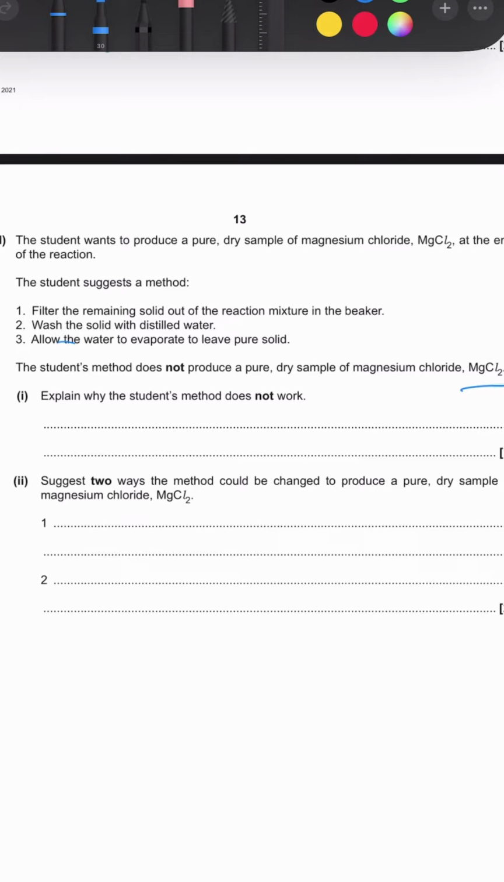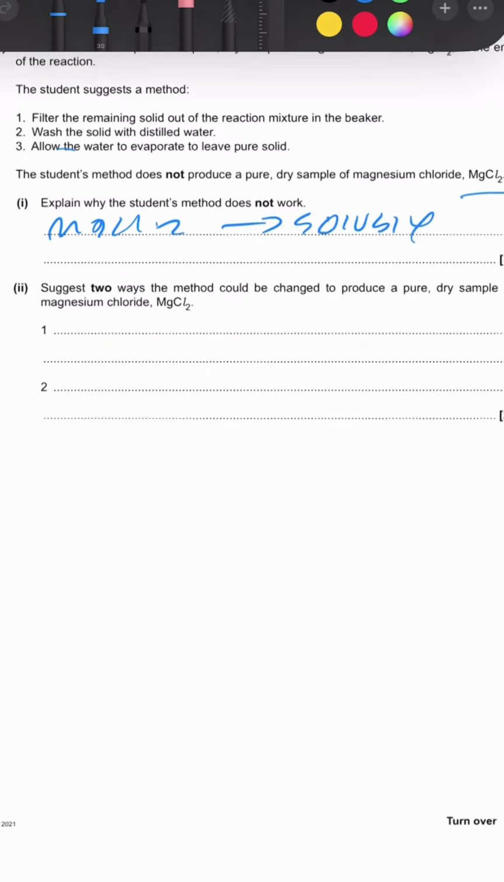And then the solid left over is going to be magnesium carbonate. So that's unreacted. The unreacted magnesium carbonate is what's going to be left over. So it won't give you a dry sample of MgCl2, but it will in fact give you a sample of MgCO3, which is something that you're not looking for. And so the method does not work because MgCl2 is soluble, which means it can dissolve in water.